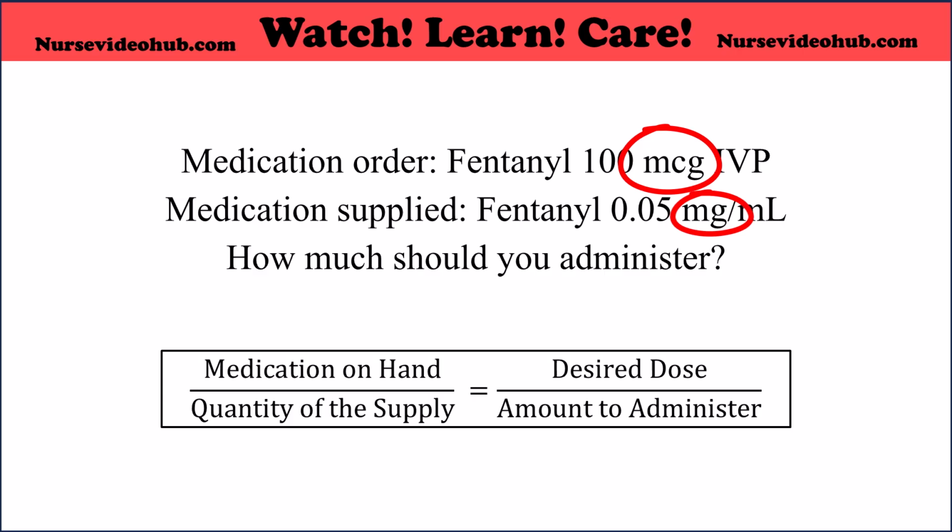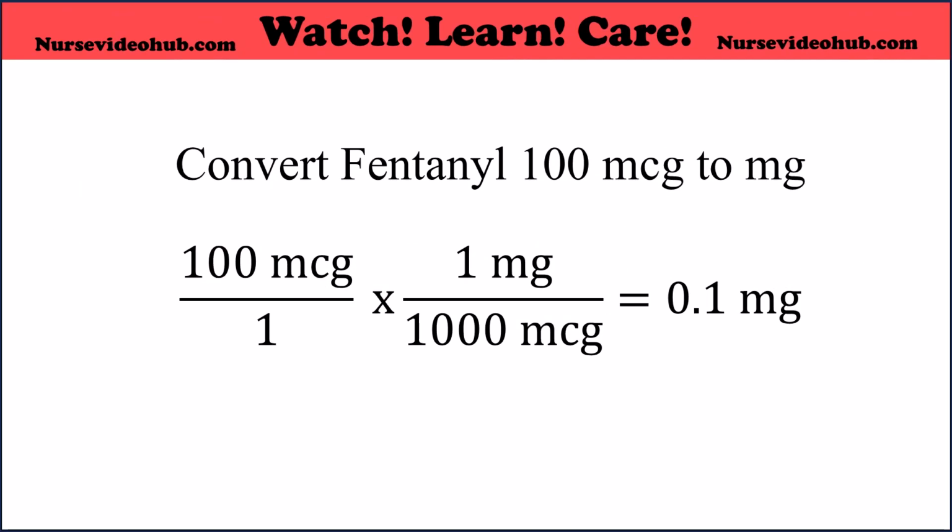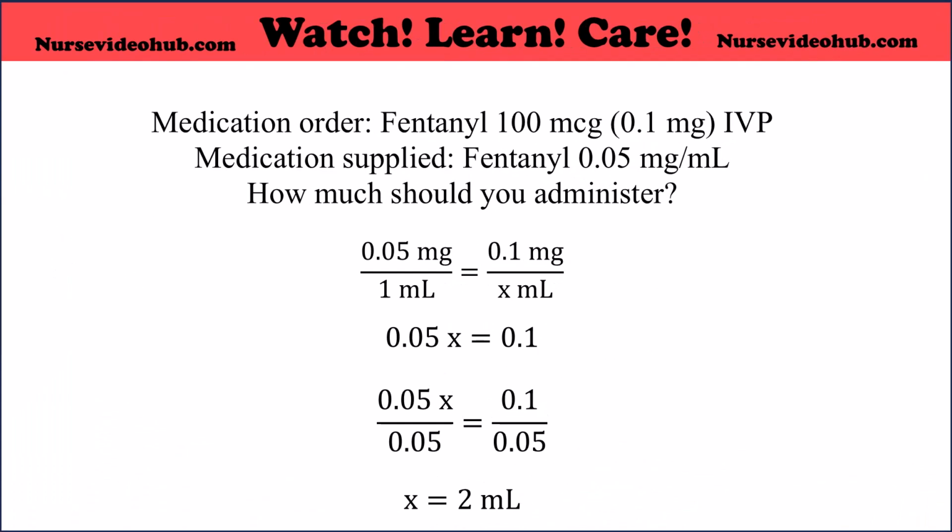You need to convert the measurement of 100 micrograms of fentanyl to milligrams that is available. Place the dose you have over 1, 100 micrograms over 1. Multiply by the conversion factor of 1 milligram over 1,000 micrograms. The micrograms cancel out. 100 divided by 1,000 equals 0.1. The desired dose is converted to 0.1 milligrams. Now you can solve the problem. Set up your proportion. The first ratio is the medication supplied, 0.05 milligrams per 1 milliliter. The second ratio is the desired dose, 0.1 milligrams per X mLs.